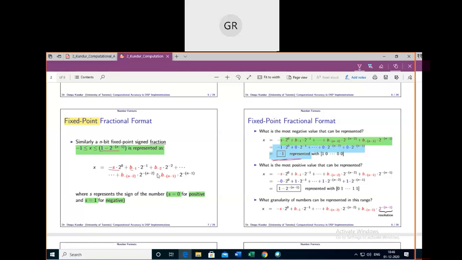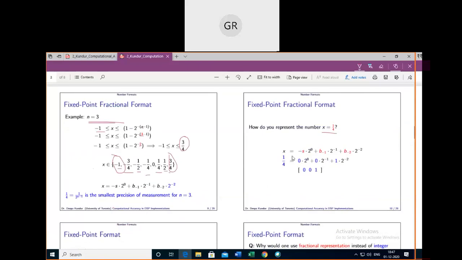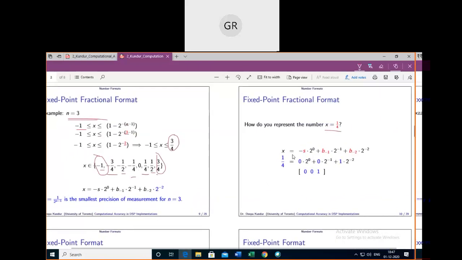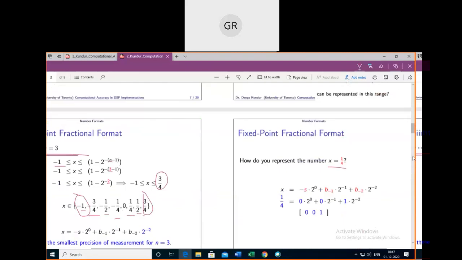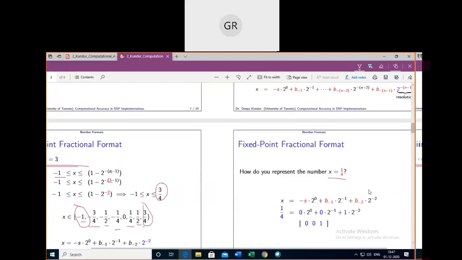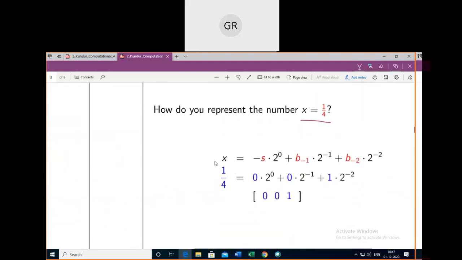See here, what is the value of 2 raised to minus 2? It's 1 divided by 4. Then I represent it like this. x equal to minus s raised to s into 2 raised to 0 plus b of minus 1 into 2 raised to minus 1 plus b of minus 2 into 2 raised to minus 2. Okay, x equal to 1 divided by 4, right?